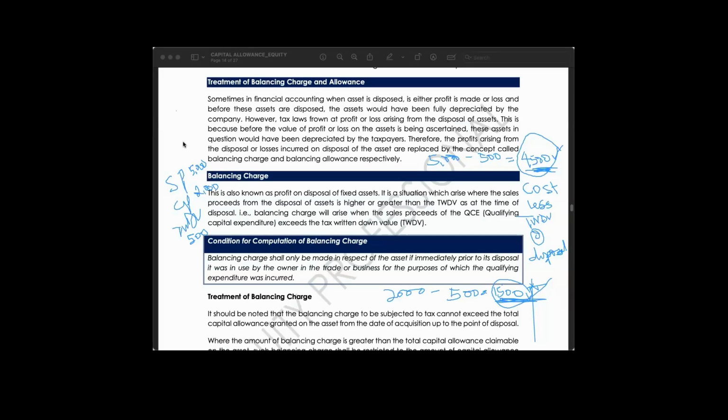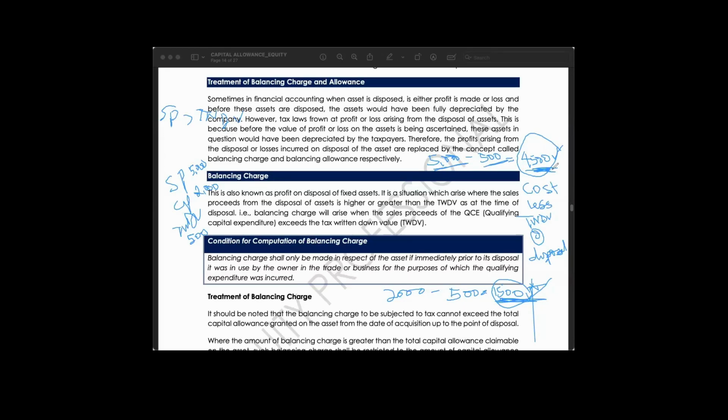A balancing charge shall be a situation whereby your sales proceed is more than your tax down value at disposal. That is, SP is greater than tax down value at disposal, right? Now, we are saying that you have computed that. So your sales value is 5 million, this is 500,000, your tax down value is 4.5.